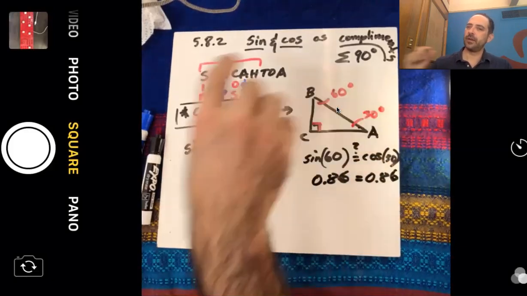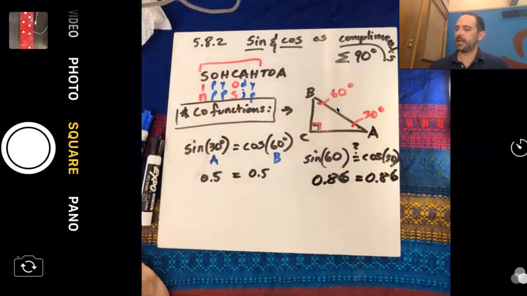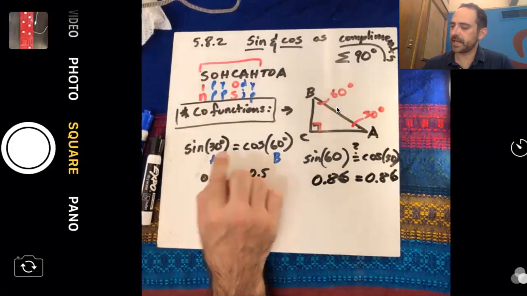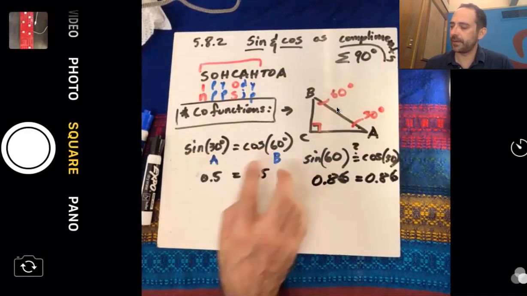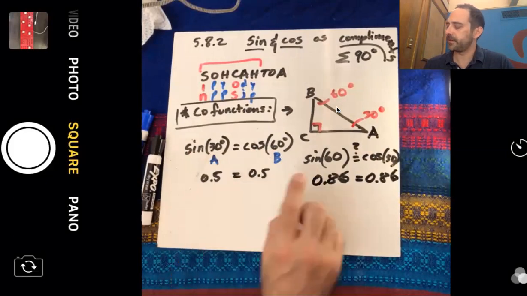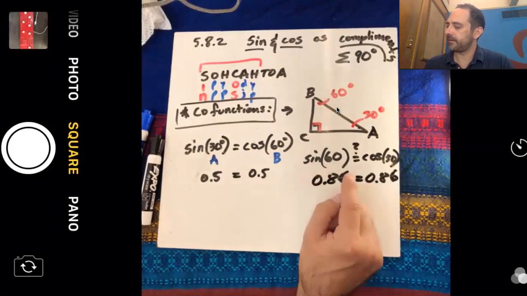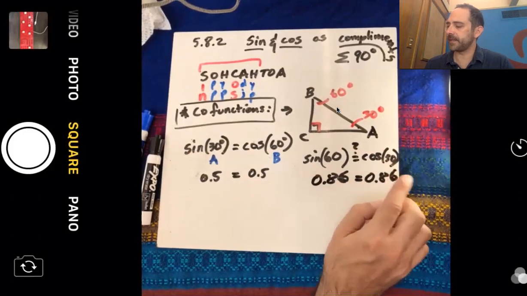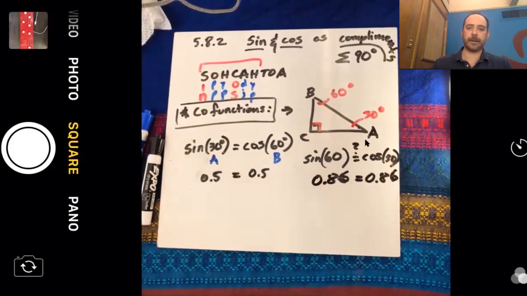Now we can see that with the two acute angles, when we use sine and cosine, the sine of one angle and the cosine of the other angle give us the same ratio. If we take the sine of the opposite angle and the cosine of the opposite angle, we're going to get the same ratio. Let me pause for a second.